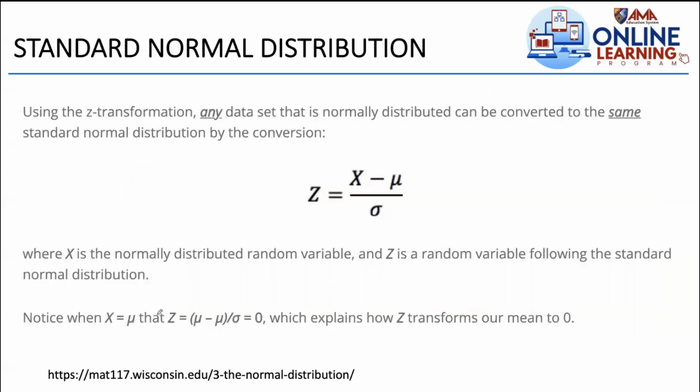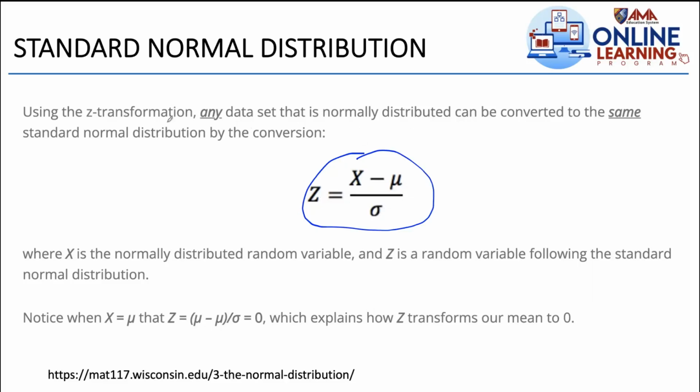Okay, now from this website, it's mentioned that we are now using the z-transform. Remember this one in part 1, the z-score. In fact, we can change this to the sample mean, and this one is the sample standard deviation. But this one is referring to the population, that's why we use the population mean and population standard deviation.